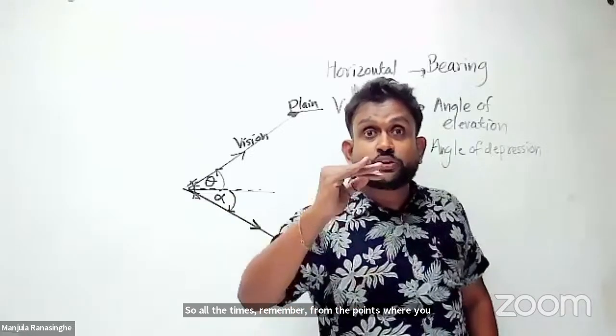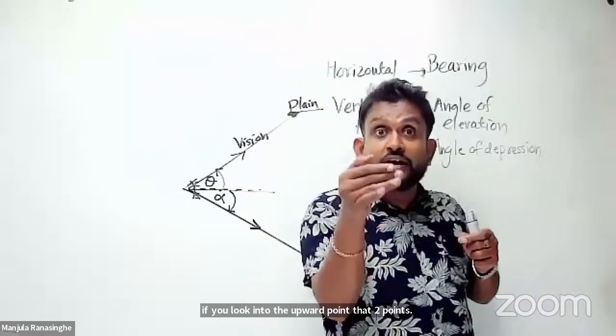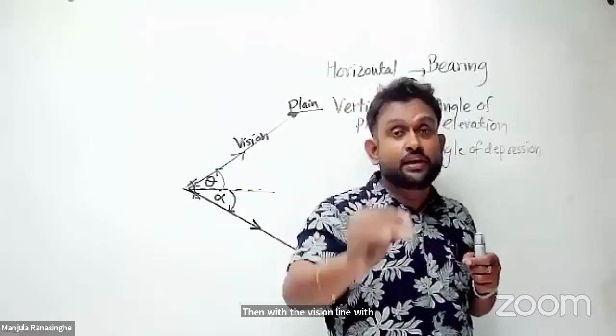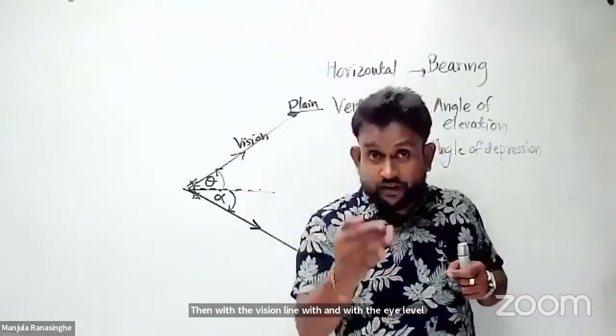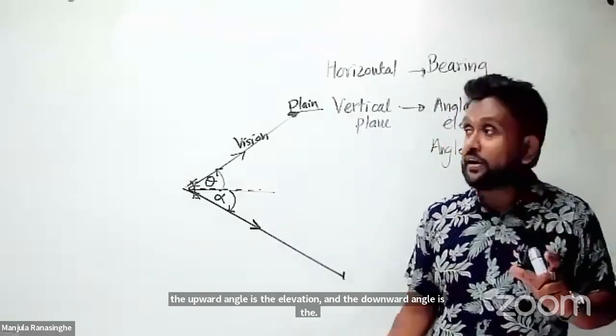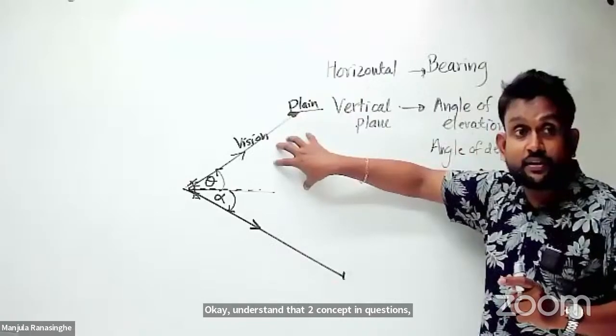Then if you look into the upward point, connect those 2 points. Then with the vision line and the eye level, the upward angle is the elevation and the downward angle is the depression. Okay, understand those two concepts. In questions we will see this concept.